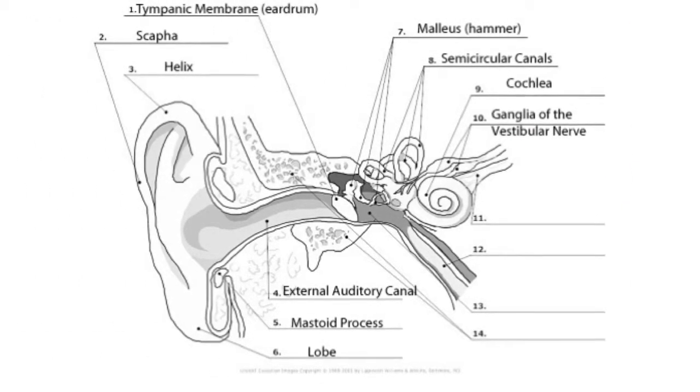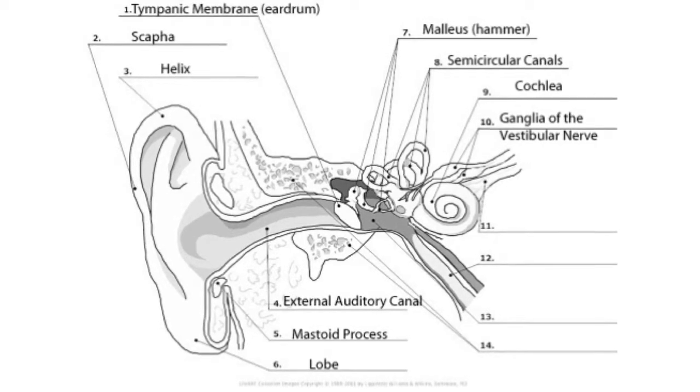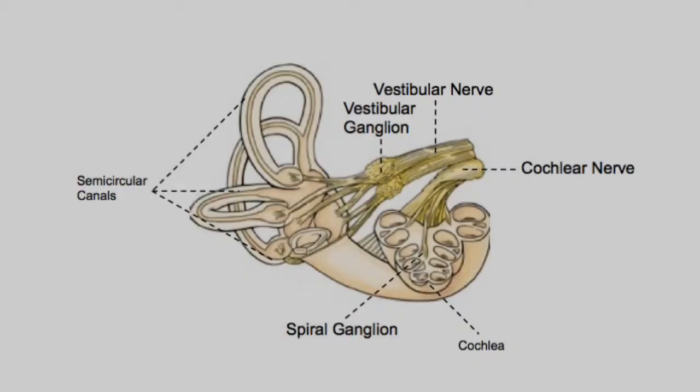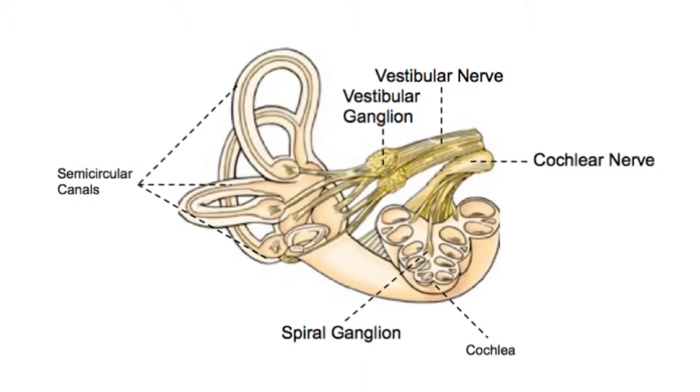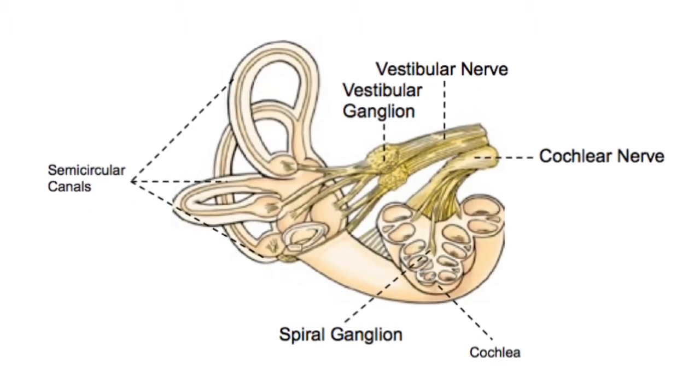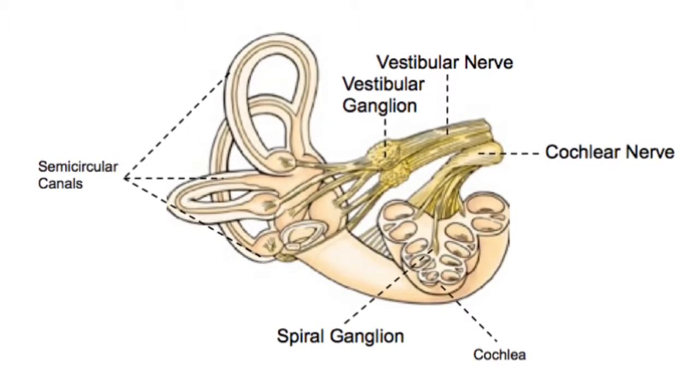This next part is called the ganglia of the vestibular nerve. The ganglia of the vestibular nerve, also known as the vestibular ganglia, transmits sensory information transmitted by vestibular hair cells.